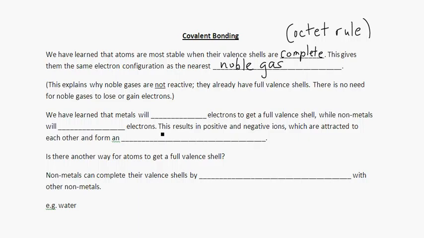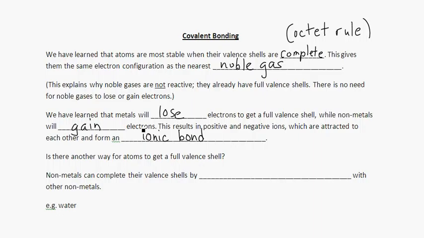Okay, we've also learned that metals will lose electrons to get full valence shells, and nonmetals will gain electrons. And when they do that, you end up with positive and negative ions, positive metal ions, negative nonmetal ions, and they're going to be attracted to each other because of the opposite charges. And when those ions are attracted to each other, you get what's called an ionic bond. Ionic because it's formed of ions.